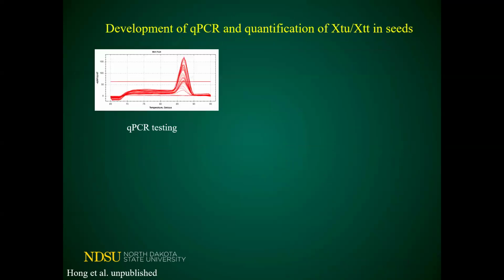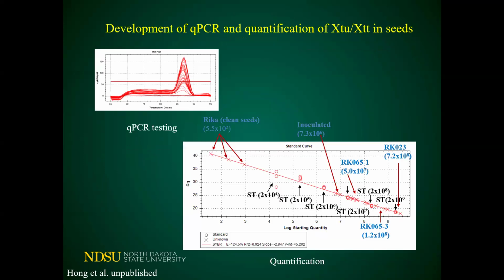We also developed a qPCR, and this figure shows that the primer is very specific to the region and also very efficient. We also developed the qPCR to quantify the bacteria in the seeds. ST means the standard curve. We established a standard curve and then ran the quantification on samples we got from the field.